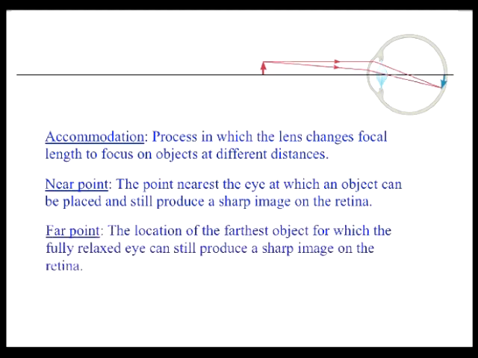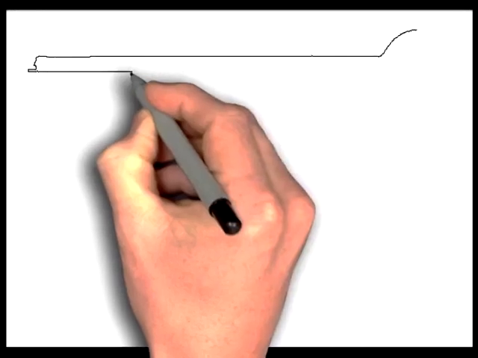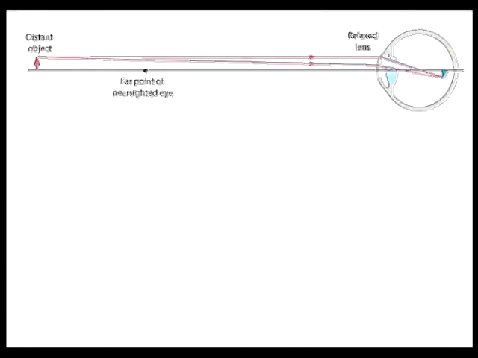The far point of the eye is the location of the farthest object for which the fully relaxed eye can still produce a sharp image on the retina. A person who is nearsighted, or myopic, can focus on nearby objects but cannot clearly see objects far away. For such a person, the far point of the eye is not at infinity and may even be as close to the eye as 3 or 4 meters. When a nearsighted eye tries to focus on a distant object, the eye is fully relaxed like a normal eye.